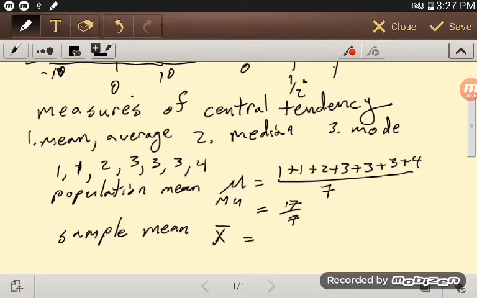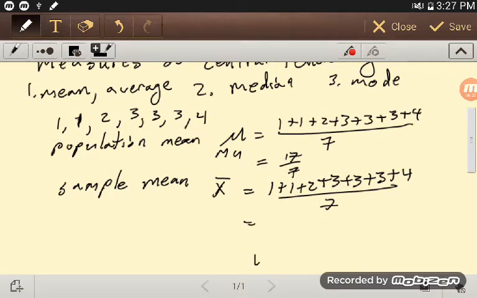And, well, that's just the same thing. 1 plus 1 plus 2 plus 3 plus 3 plus 3 plus 4 over 7, and that's 17 over 7. Okay, so there's the mean.